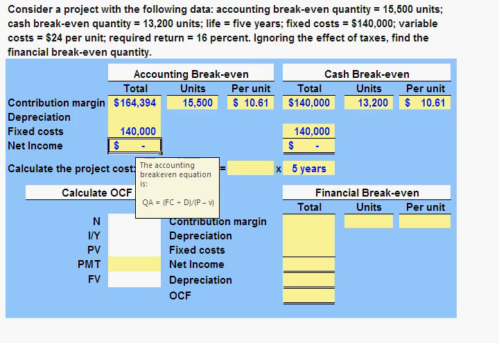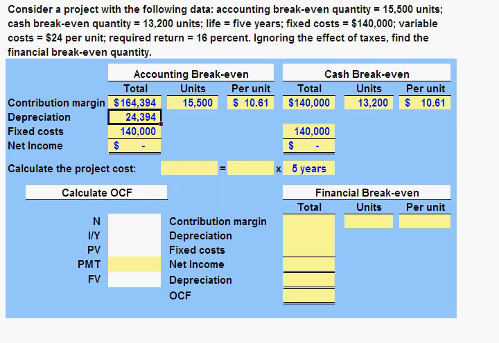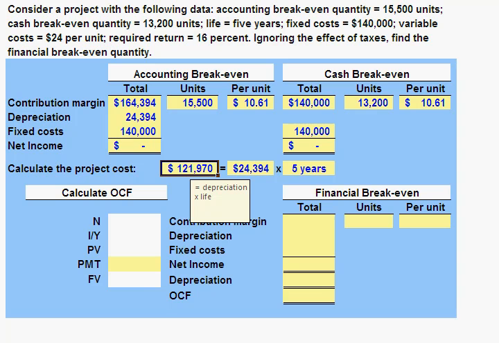Thus, if we have a total contribution margin of $164,394 and we want to achieve net income of zero and our fixed costs are $140,000, that means our annual depreciation expense must be $24,394, simply our total contribution margin minus our fixed cost. If our depreciation expense is $24,394 per year and we have a 5-year project, our project cost is $121,970. Let's go ahead and make use of that and calculate our project's operating cash flow.